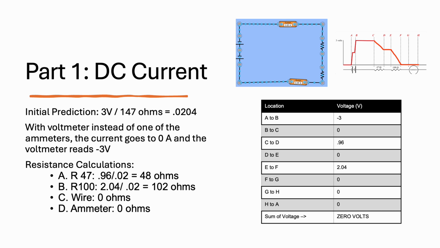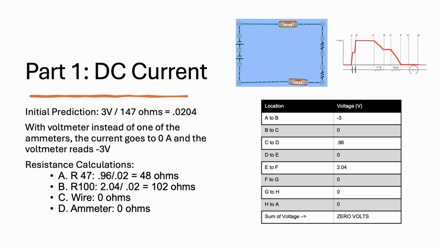You can notice that in the table, the sum of all of the voltages ends up to be 0 volts. And our initial prediction for the current was 0.0204 amps. And you could see in the picture that the actual was 0.02 amps. And when you put the voltmeter on, it reads -3 volts and the current goes to 0 amps.